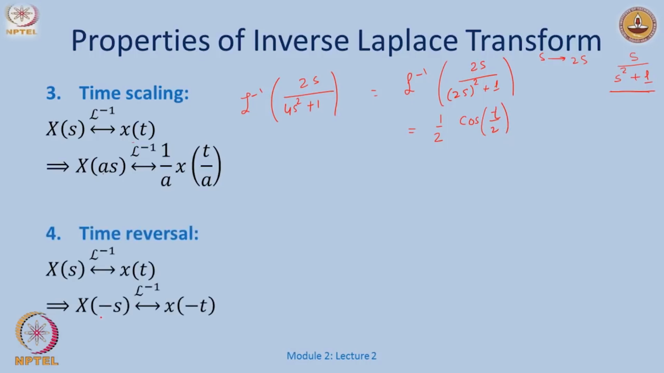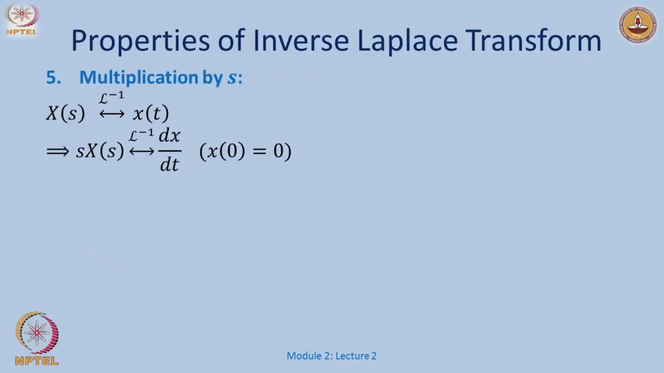Time reversal is very straightforward, X(s) goes to x(t), and therefore, X(minus s) goes to x(minus t). No need of an example here. Okay. Next is multiplication by s. So, take again the signal X(s) with an inverse in time domain being x(t). Then s times X(s), the inverse would be, again I start with the signal x and just differentiate it, well assuming that the initial condition is 0.